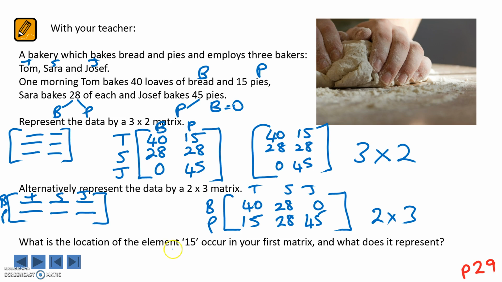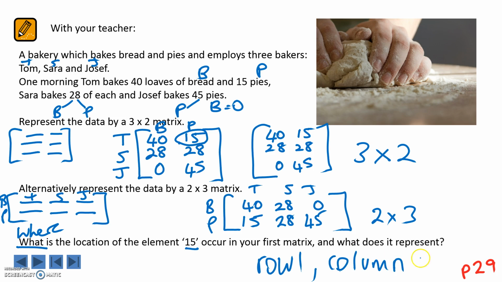What is the location of the element 15 in your first matrix? So where is the location, and what does it represent? So where is it? Here it is here. It's in row 1, column 2. What does it represent? It represents the number of pies that Tom makes.